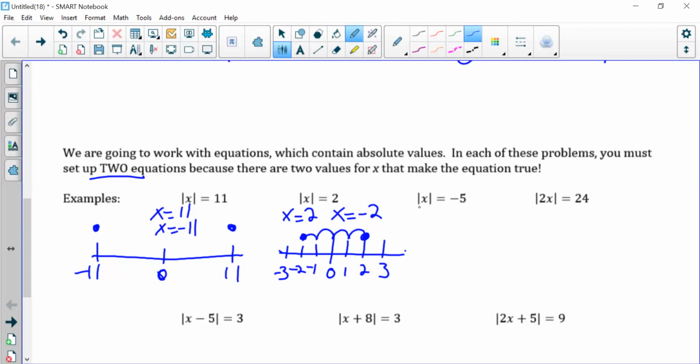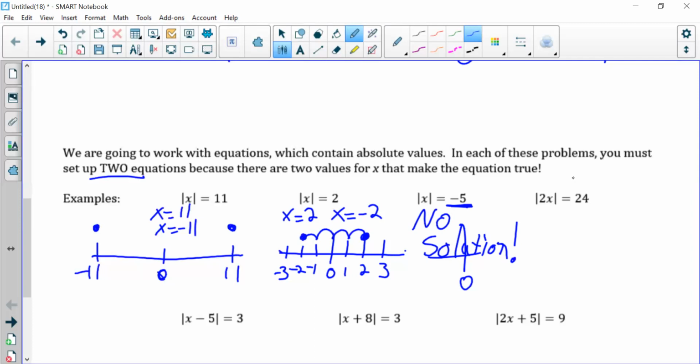Okay, looking at the next one. The absolute value of x equals -5. Wait a minute. Remember what I said? It can't be a negative number. Can I have a negative distance? Can I start at 0 and go -5 units away from it? No, it's not possible. So watch for these. They're going to sneak up. So this one has no solution. And if you want to get snippy with it and add an exclamation point, that's absolutely fine.